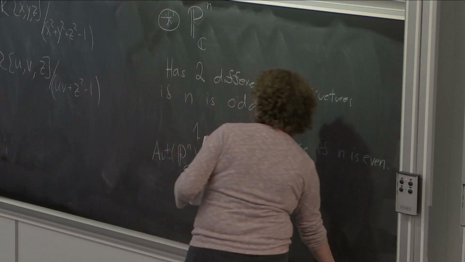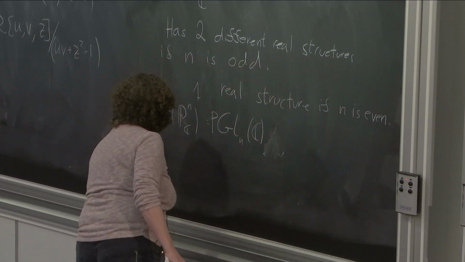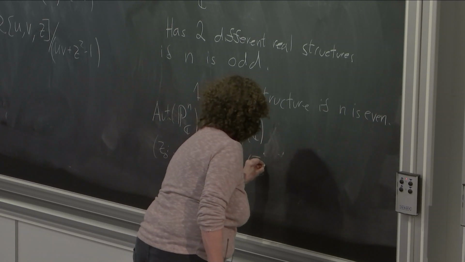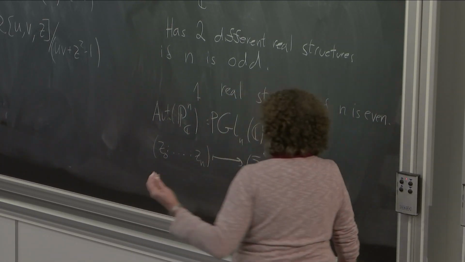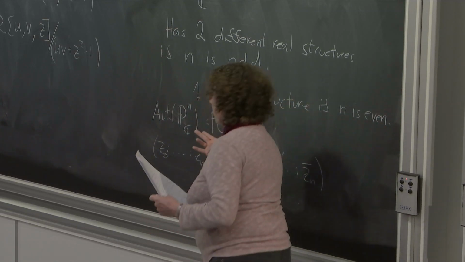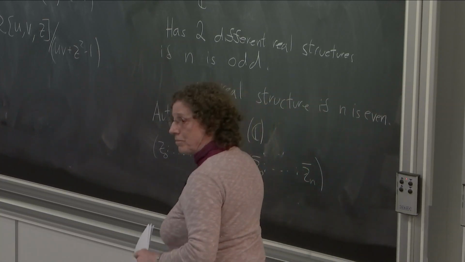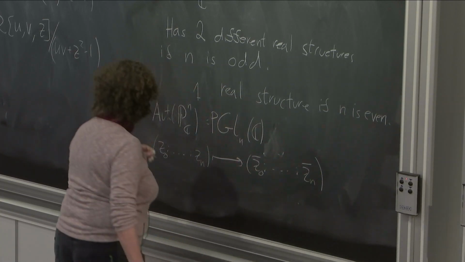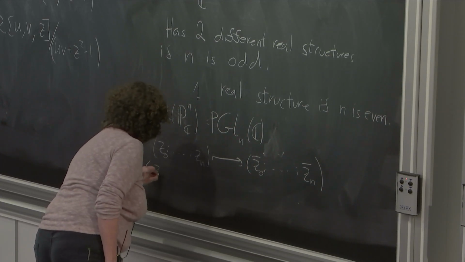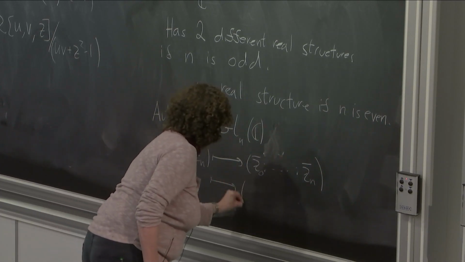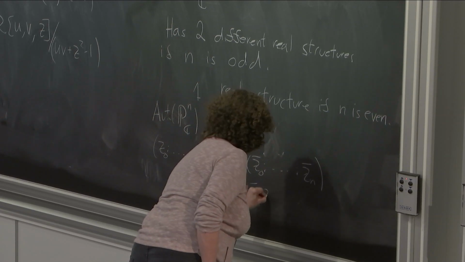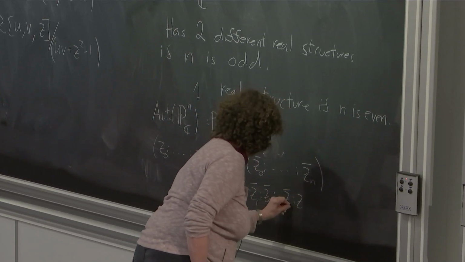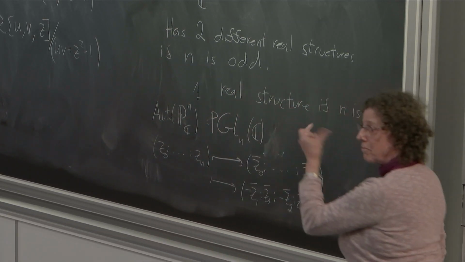So I have my obvious one, (z_0, ..., z_n) goes to (z_0 bar, ..., z_n bar). That's one real form always. And then I look at the automorphisms and see, can I compose that with an automorphism to get something different? And the answer is I can, if and only if n is odd, and I can then change this to minus z_1 bar, z_0 bar, minus z_3 bar, z_2 bar, etc. By pairs, I switch them and put a minus sign.